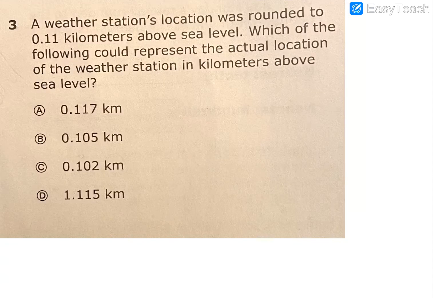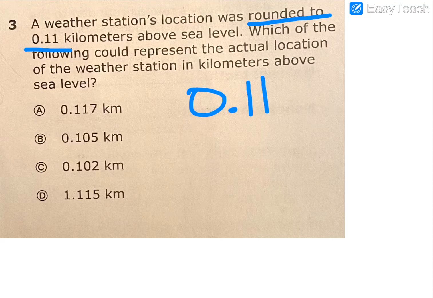All right, we're going to go to the last problem, which is your problem from Wednesday. It says that a weather station's location was rounded to 11 hundredths, right? 11 hundredths kilometers above sea level. Which of the following could represent the actual location of the weather station in kilometers above sea level? So that's another question that sounds just like something I worked on Monday. It has already been rounded. 0.11 is the answer. Already rounded.